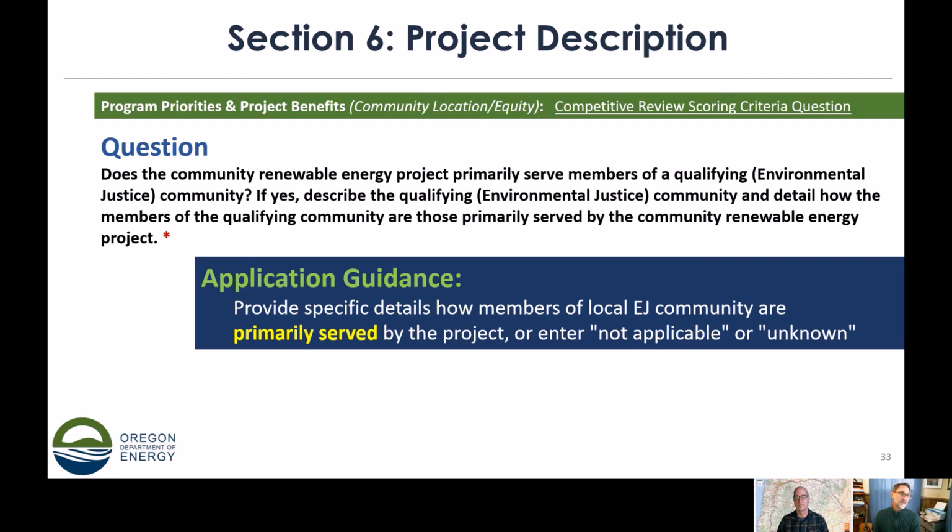And then if yes, describe the qualifying environmental justice community and detail how the members of the qualifying community are those primarily served by the planned Community Renewable Energy Project. Now, of course, you're in a planning phase, but this does relate back to the prior question, and those resources we spoke about that are on the webpage can be used here. But you are looking at forecasting, if this is a focus of your project as well, forecasting what that impact could be to those communities. And Clay, do you have some additional details you'd like to add here?